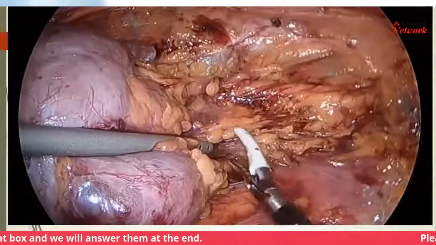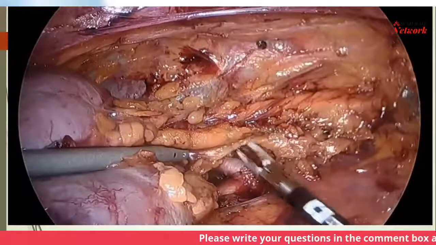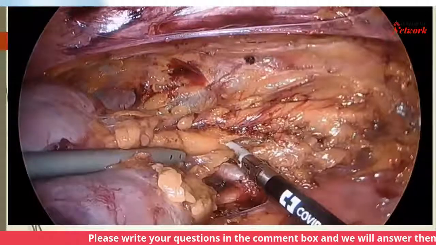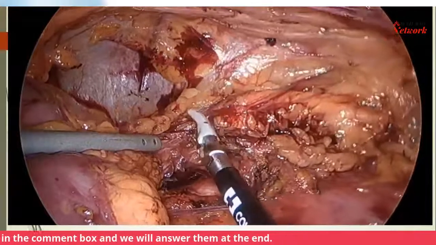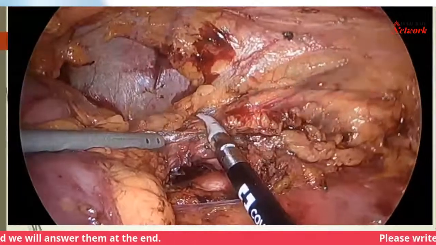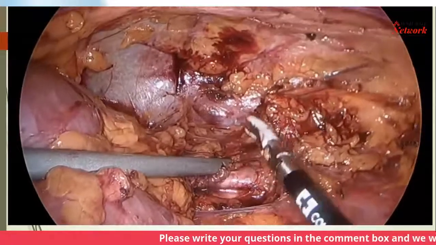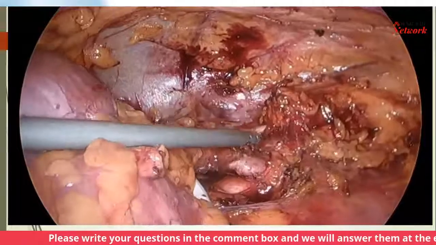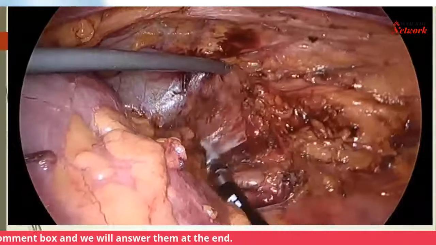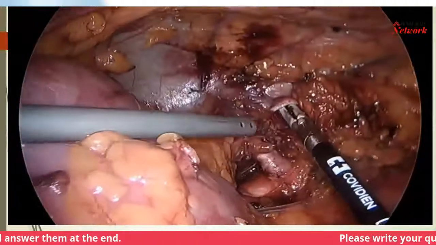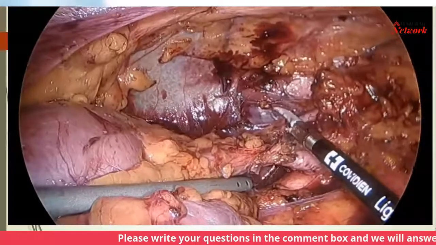We just divide all the structures to separate the kidney from its attachments, separate everything, and then we're going to see the adrenal vein again. So the adrenal vein is going to be divided to separate the adrenal gland from the kidney. That's the adrenal gland, and the adrenal vein is being divided.